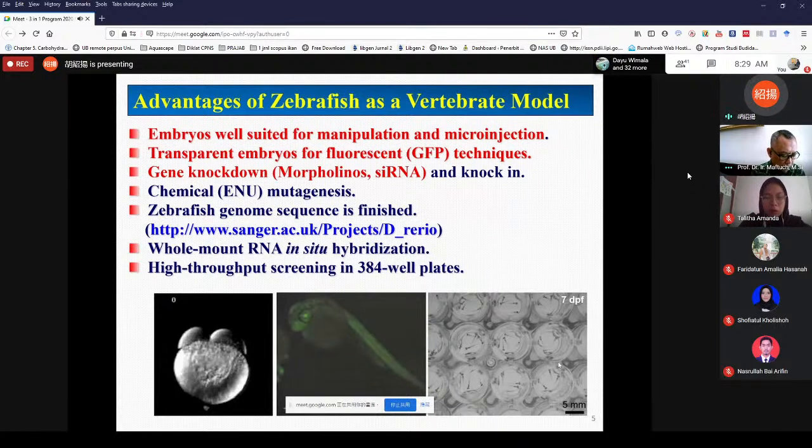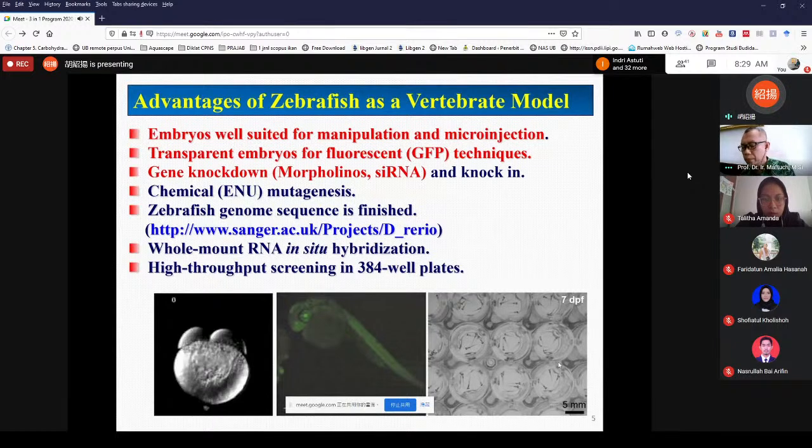Okay, and the most important thing, when we use zebrafish to study human disease or developmental studies, is that it's based on the zebrafish genome, because in 2013, I think the genome sequence was already finished. So it means for any gene you want to analyze, you can get the gene information from the database.